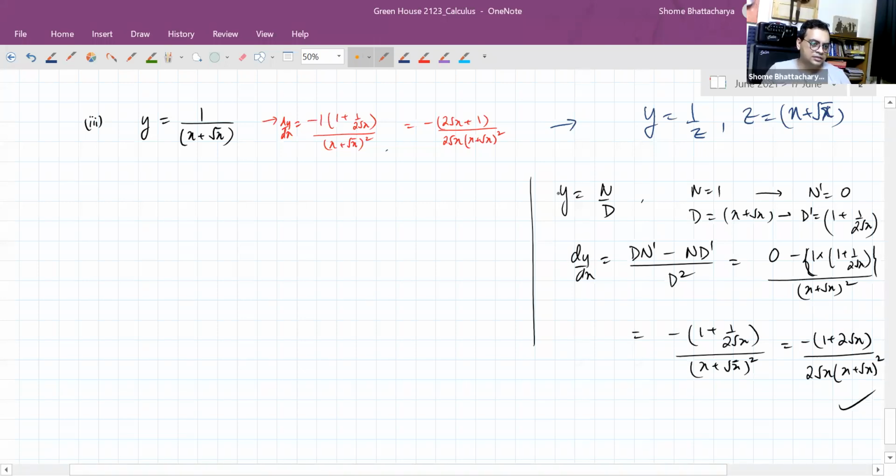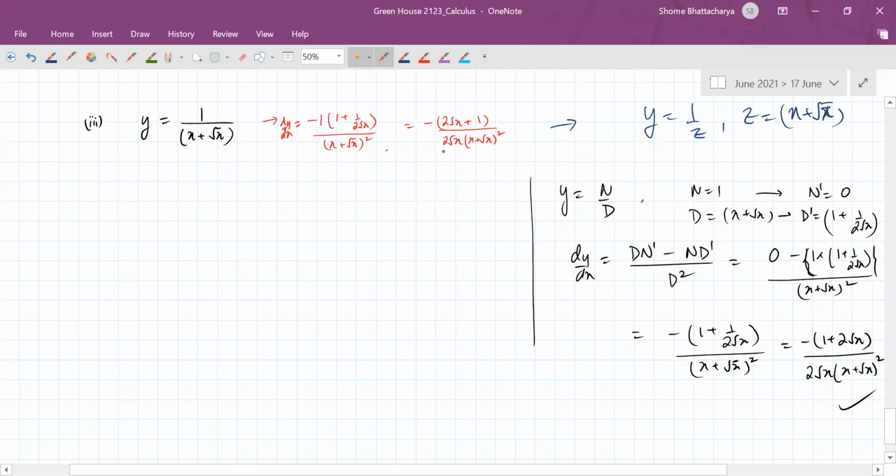So this method is clear. Yes, sir. Yes. Yes, but sir, I think even easier than this is the chain rule method.